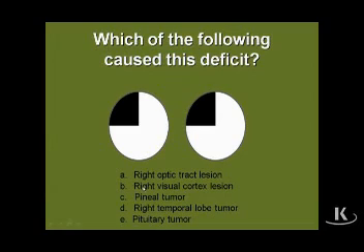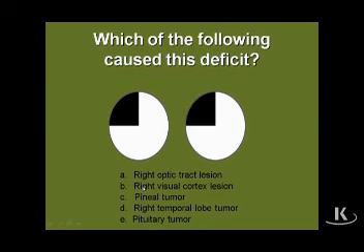Choice B, right visual cortex lesion. If it's in just the lingual gyrus of the cortex, I would have a superior quadrant defect as illustrated here, but I would also see macular sparing. And certainly in this visual field deficit as pictured, the macula is not spared.